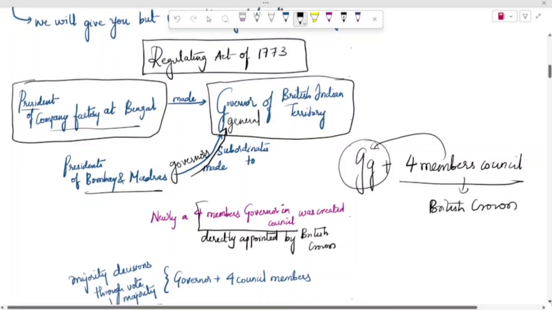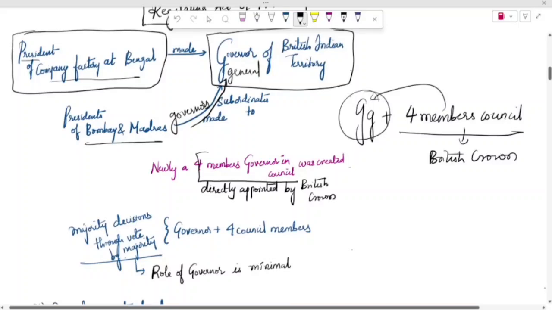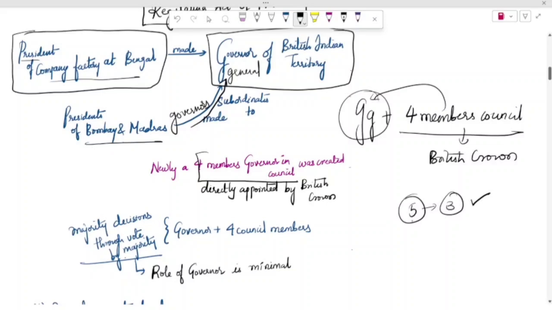And whatever decision is made should be made by majority. It means that there are 5 members, right? So from 5 members, at least 3 members should say yes to the decision to be made. But here we can see that the 4 members appointed by the Crown do not belong to the East India Company. They are just appointed by the Crown.